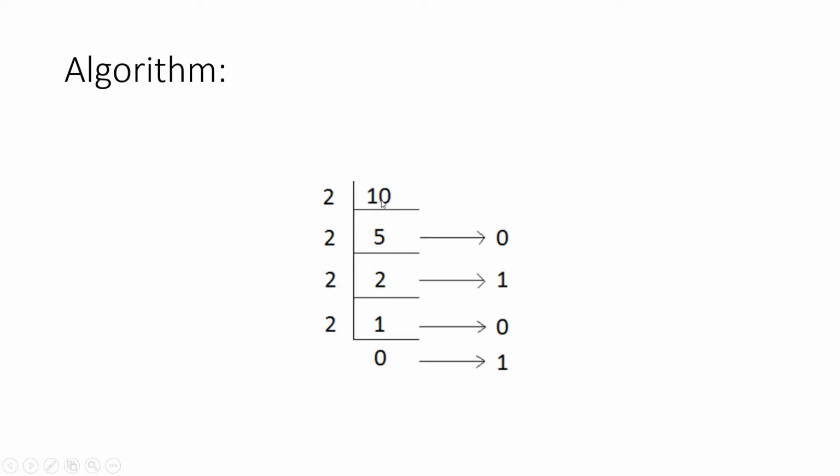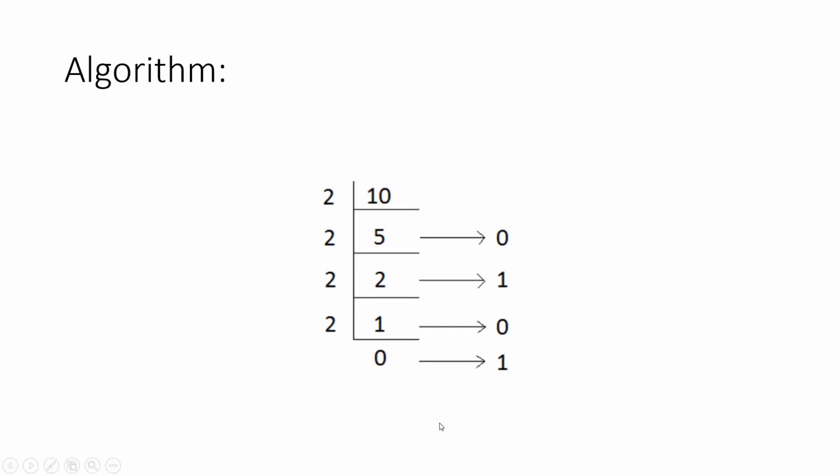Suppose we have to convert 10 to a binary number. We first divide the input number 10 by 2, and we get 5 as the quotient and 0 as the remainder. We write the remainder just beside the quotient. Then again we divide the quotient by 2, we get 2, the remainder is 1, and here we write 1. Then again we divide this quotient by 2, we get 1, and here we write 0, because 2 is directly divisible, so the remainder is 0. Then again we divide, and we get quotient 0 and remainder 1.